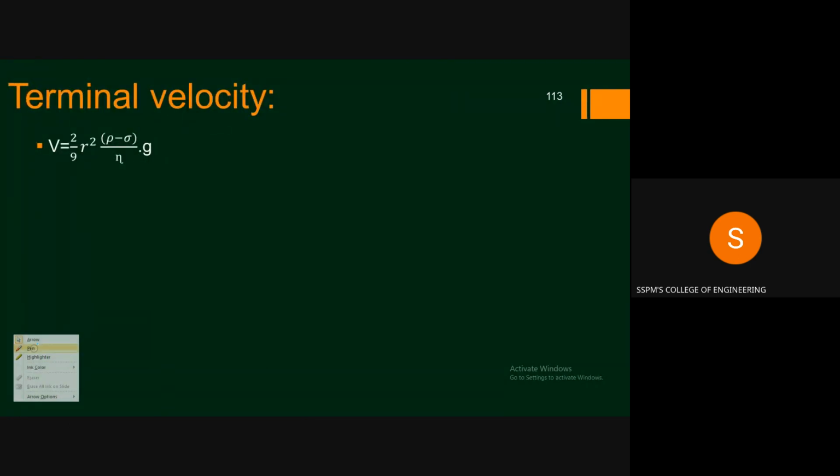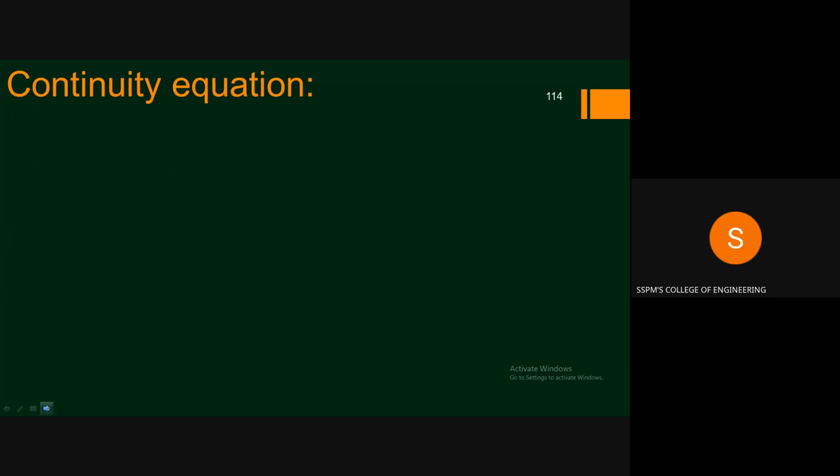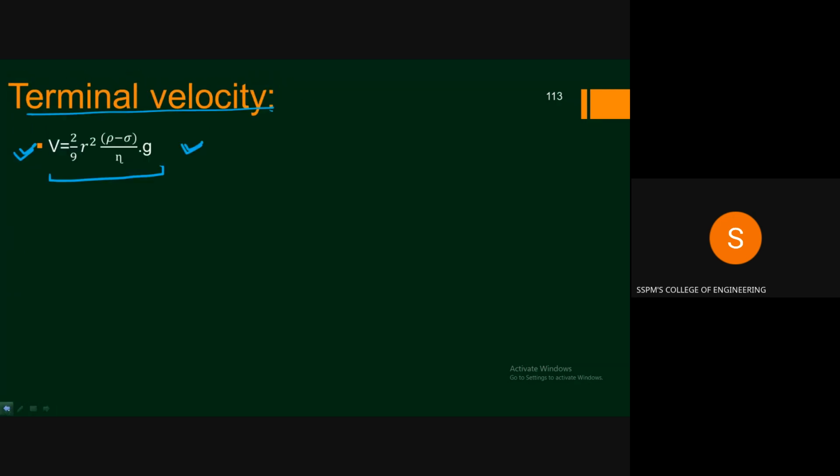Next concept is about the terminal velocity. Terminal velocity is given by the relation v is equal to 2 by 9 r square into (rho minus sigma) upon eta into g. So there can be a question directly on the terminal velocity, that is to find out the terminal velocity. Then you can use this relation. Okay, so let us solve some problems on the viscosity.